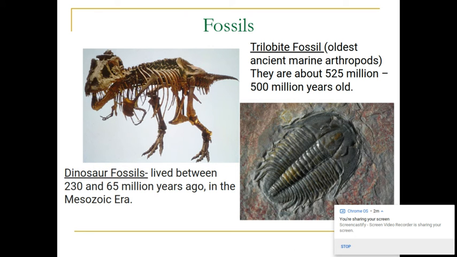Here's a couple other pictures of fossils. There's tons of photos we could show you, but trilobites are the oldest ancient marine arthropod fossil, 525 million to 500 million years old. A lot of you are familiar with the dinosaur fossils. They're from 230 to 65 million years ago, the Mesozoic era.